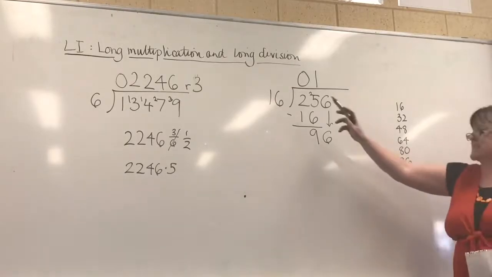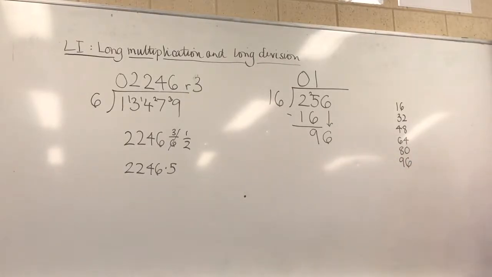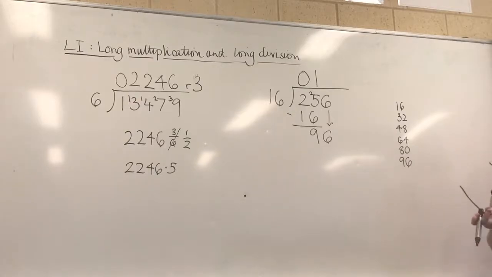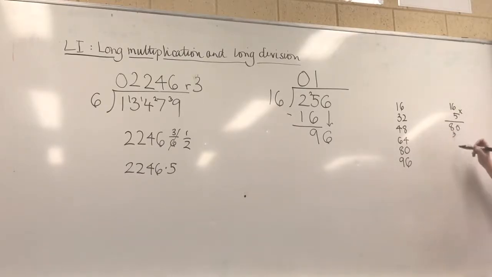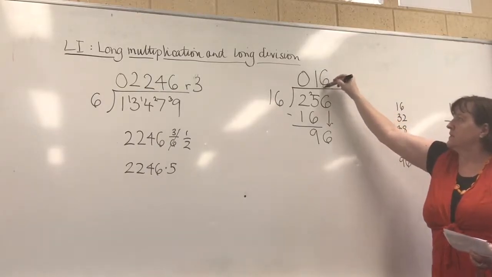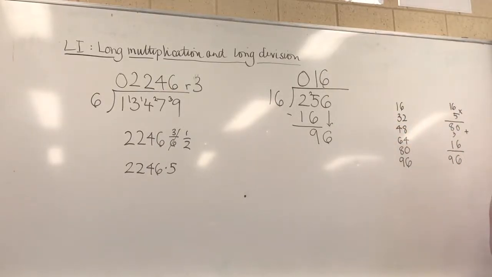So you could sort of say 16 into 96, well, how many do I think there might be? I think there might be 5. So over here, I'm going to do 16 times 5 and see where I get to. So 5 6s are 30, 5 1s are 5, add the 3 is 80. No, I'm not near enough. But if I add 16 on, that gets me to 96. So it's obvious that there are 6 16s in 96.